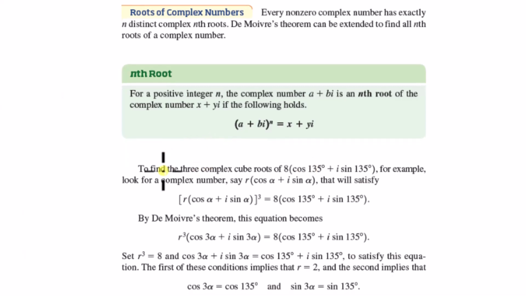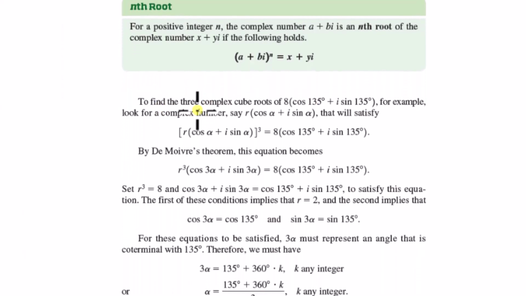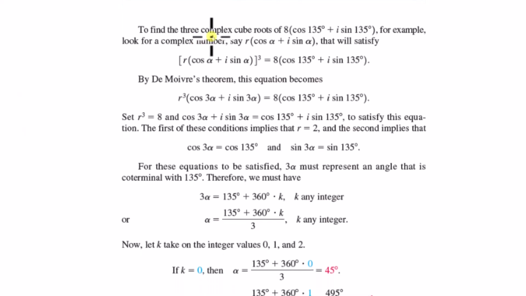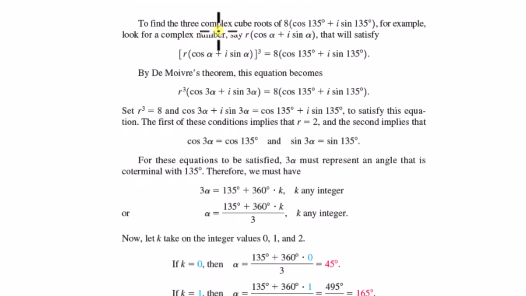So now they go through an example here. It says, let's find the cube roots of this complex number. We know there's going to be 3 complex cube roots of this complex number, right? If we want to find all of the cube roots, which we know is going to be 3, how can we find all the cube roots of this complex number?